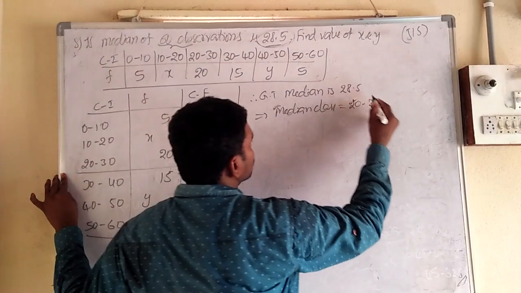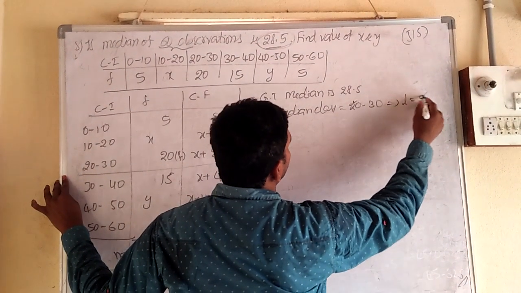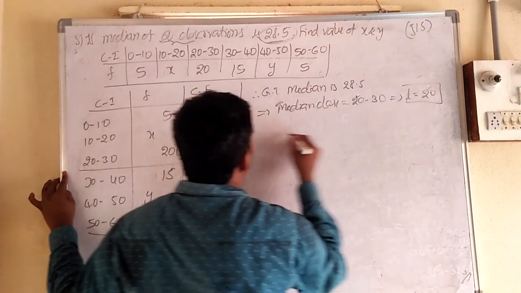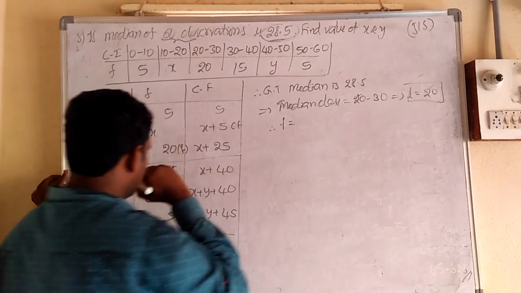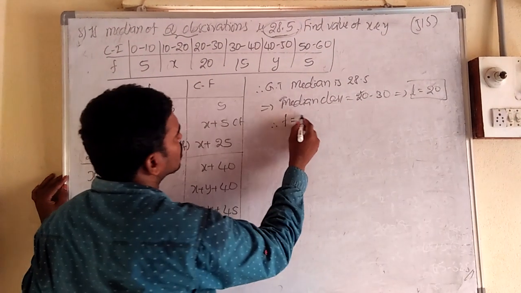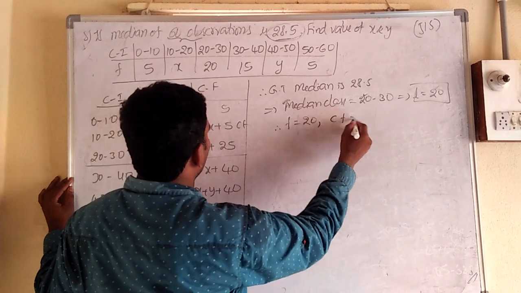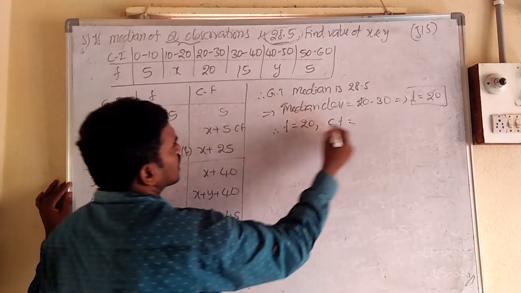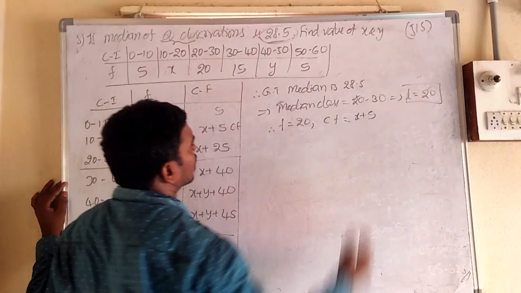So in this, what is the least value? L value is 20. Therefore, F value how much? F is also 20. CF how much? The preceding one, x plus 5. Okay?